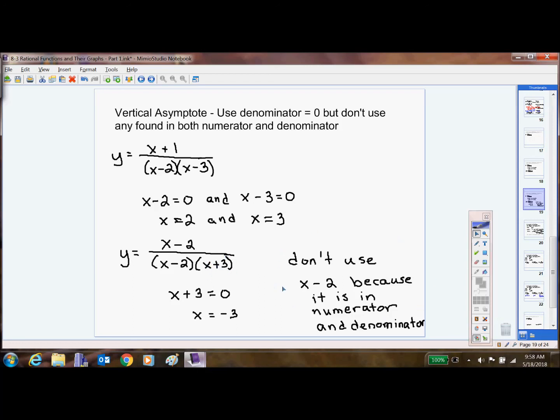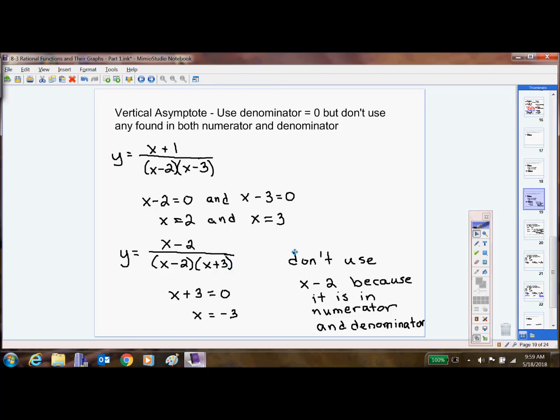Okay, so don't use x minus 2 because it's in the numerator and it's in the denominator. Wait, why can't you use it because it's in the... Because this one is the removable one. These make a hole, okay? So this is a hole, not an asymptote. This one, it doesn't cancel out. It would make an asymptote.